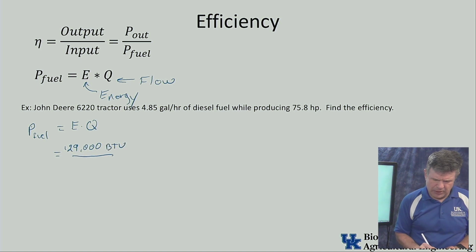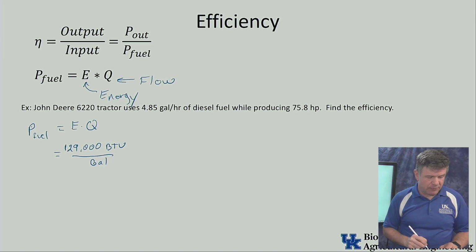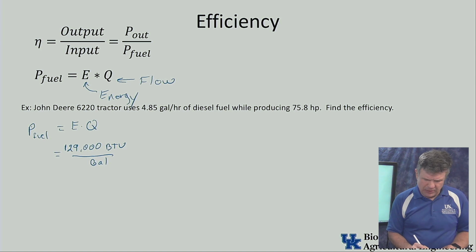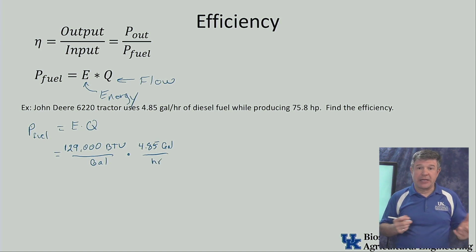So 129,000 BTUs per gallon. That's my energy content of the fuel. I have to multiply that now by the flow rate, which is 4.85 gallons per hour. That's my equation.